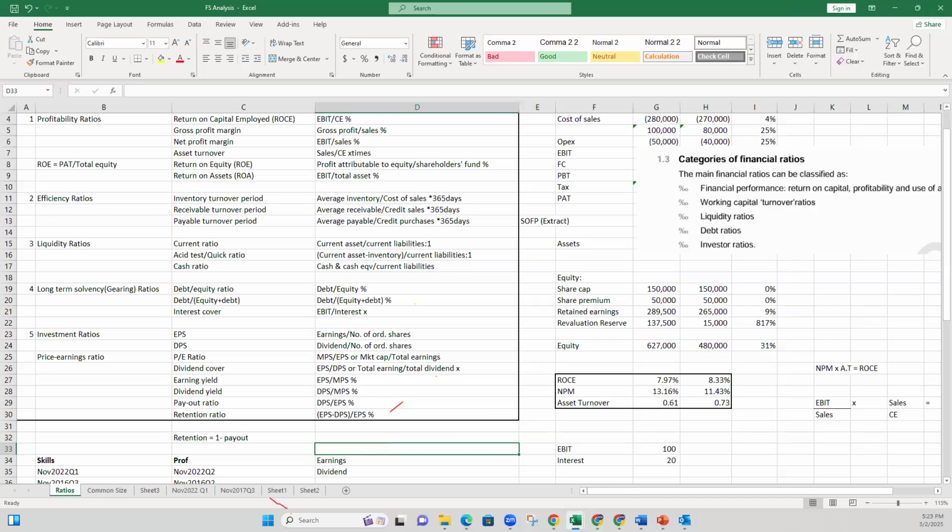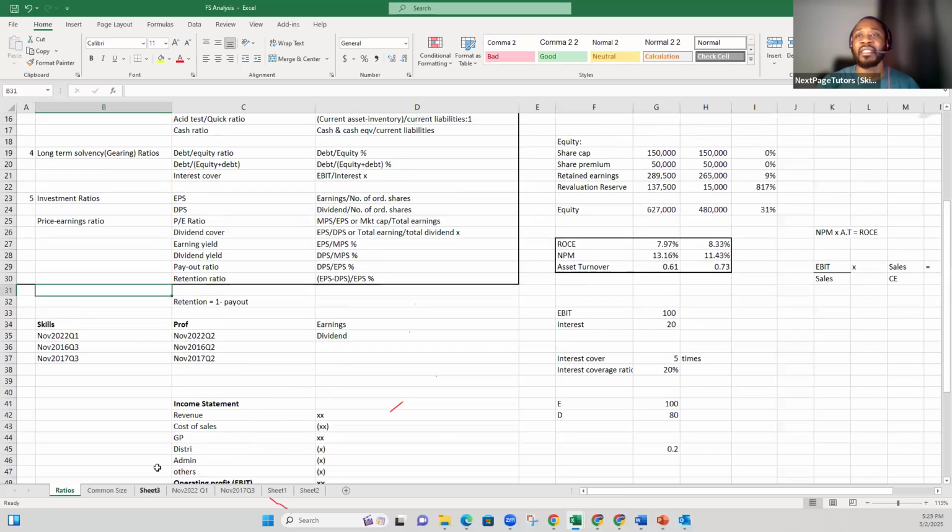My hand has been up. I have a question. Oh, Precious, your hand is raised. Go ahead. Please, can you differentiate between debt over equity ratio and debt over equity plus debt? Okay. I can do it very well.